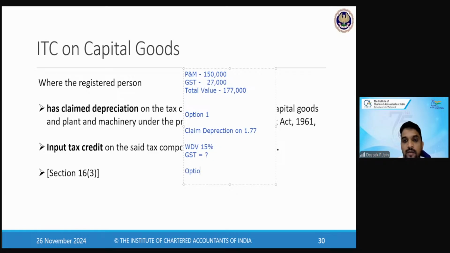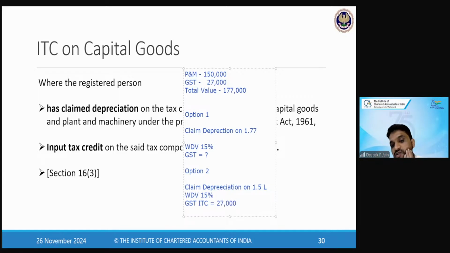That is option one. Option two is claim depreciation on 1.5 lakhs. तो इसके ऊपर आपको WDV मिल जाएगा सेम 15% पे, बट ये कम रहेगा बिकॉज द वैल्यू इज 1.5 लाख. एंड GST ITC you can claim 27,000 rupees because on 27,000 rupees you have not claimed depreciation, so you can claim the input tax credit.